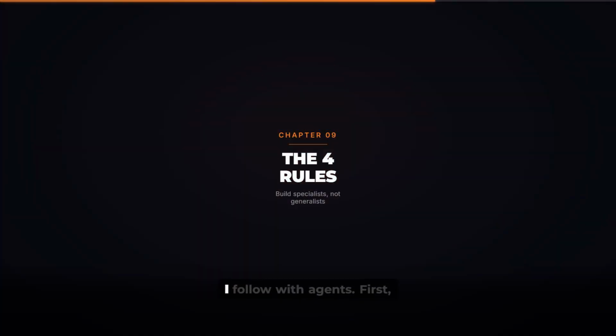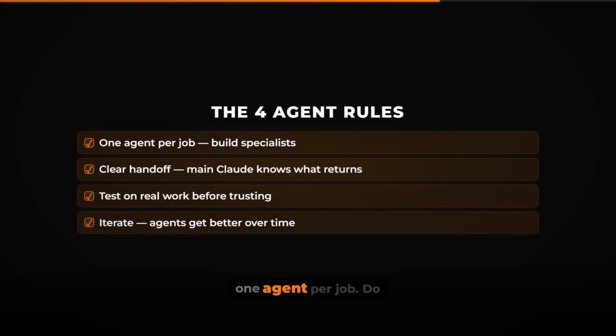Here are the 4 rules I follow with agents. First, 1 agent per job. Do not build general purpose agents that try to do everything, build specialists. Second, clear handoff between them. The main Claude must know what each agent returns. Third, test them on real work before trusting them. Fourth, iterate: your agents get better as you refine their prompts over time.